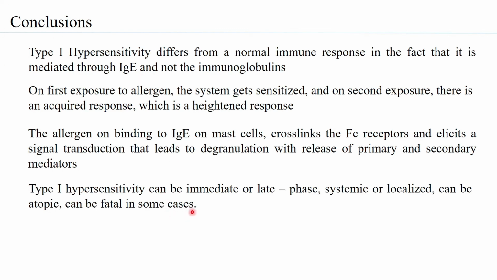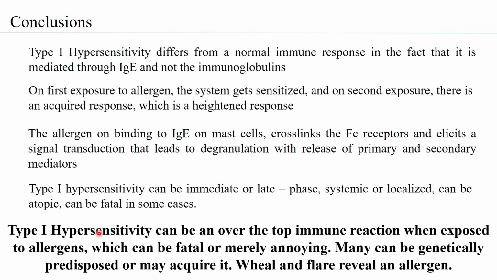So type 1 hypersensitivity can be immediate or late, systemic or localized, can be atopic, and can also be fatal in many cases. Type 1 hypersensitivity can be an over-the-top immune reaction when exposed to allergens, which can be fatal or merely annoying. Many can be genetically predisposed or may acquire it over a period of time. Wheal and flare is the way of revealing an allergen. So if one wants to do a test, one should go in for a skin test, where the telltale signs are wheal and flare.